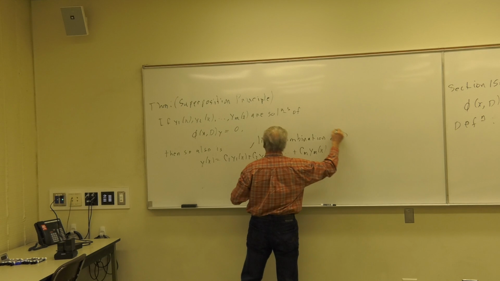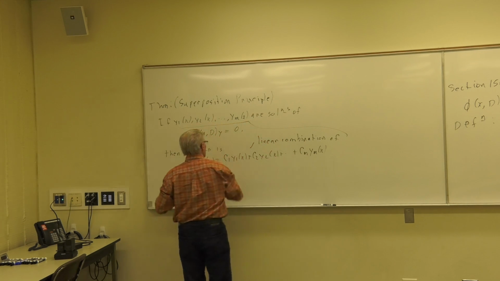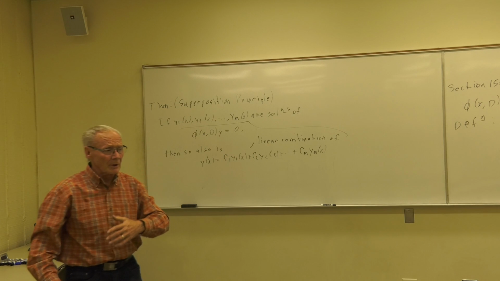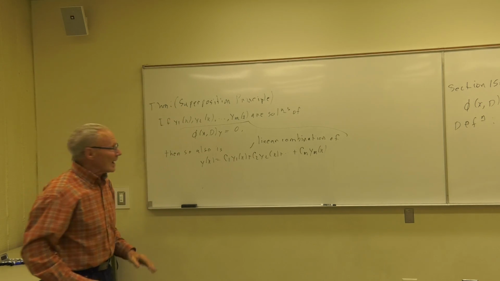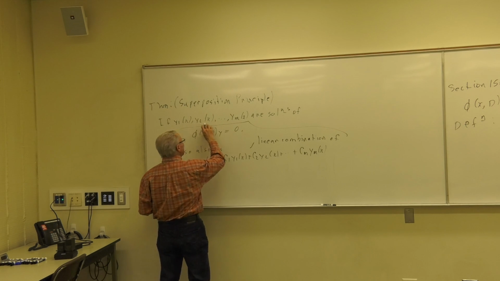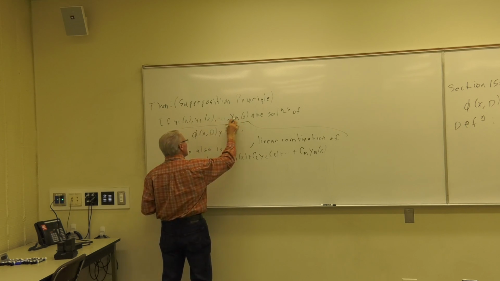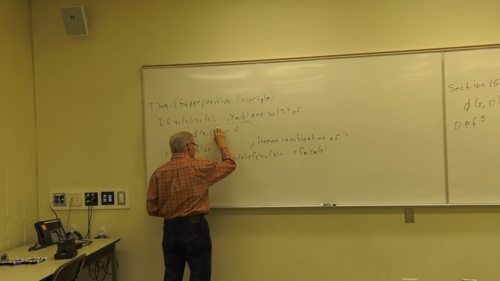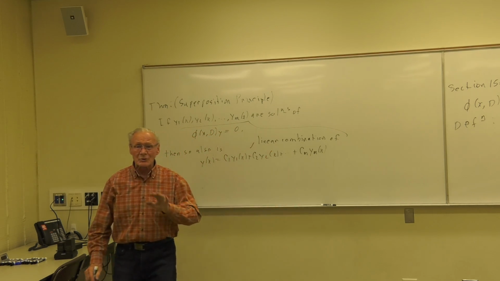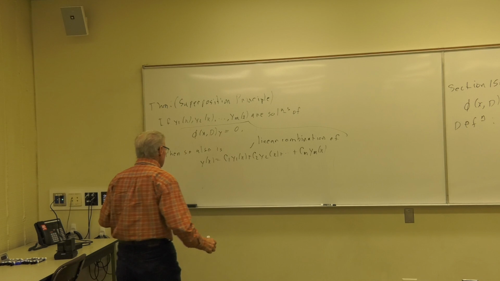You've got a constant times the first plus a constant times the second plus a constant times the third, and so on. The superposition principle says if these individually satisfy this differential equation, then so does any linear combination whatsoever. And it takes one line to prove it.